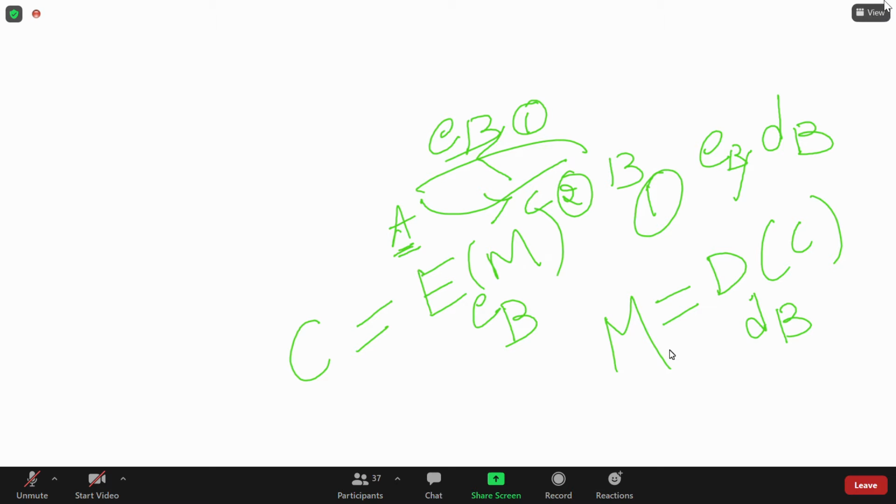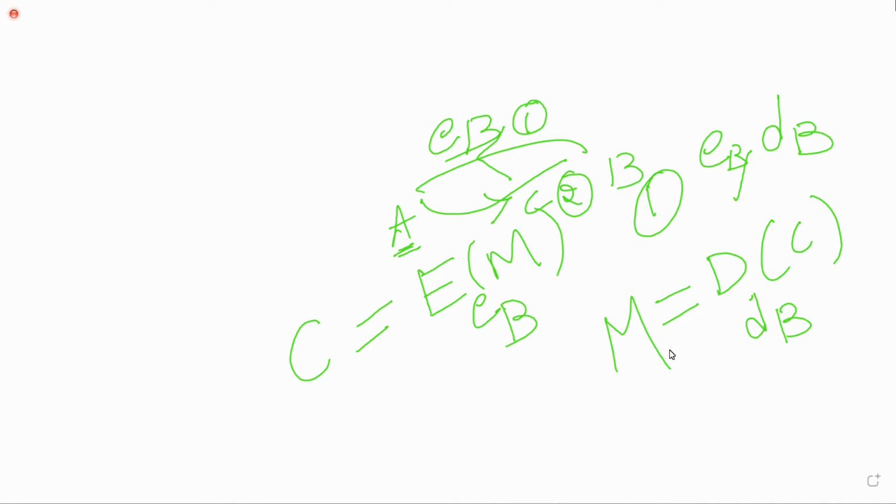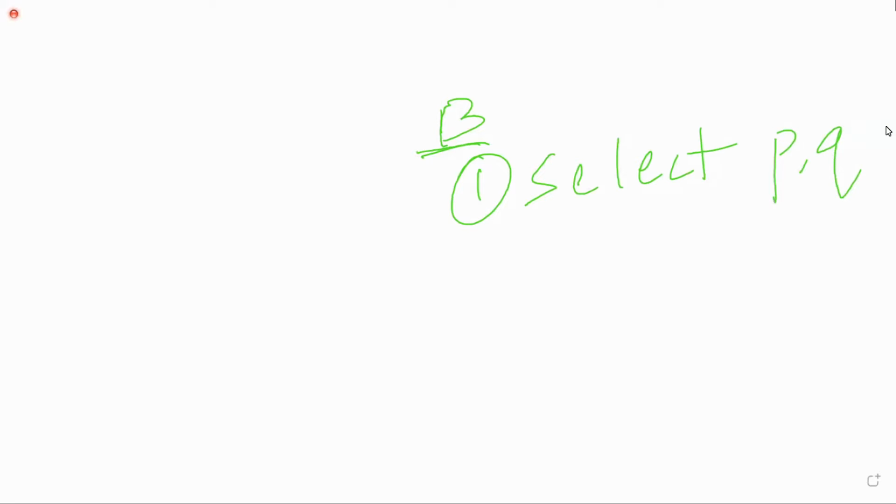To generate the public and private keys, here is what the receiver does. The receiver, that is B, will select two prime numbers, P and Q. Then the receiver has to calculate the product of these two prime numbers.